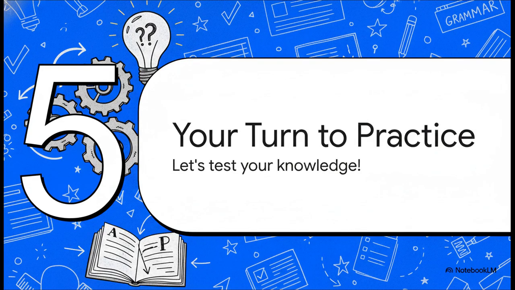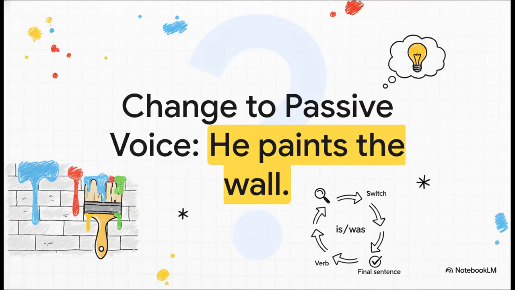All right, I think you're ready. It's time to put what you've learned into action. No pressure at all, just have fun with it. You can do this. Let's try a couple. Okay, here's your first one. How would you change this active sentence into the passive voice? He paints the wall. Just think back to those 4 steps.